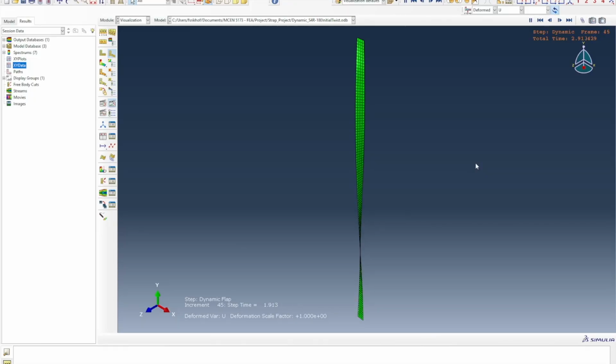Howdy. So this is my final project for FEA. I wanted to do a dynamic analysis of a strap, a cargo strap, and investigate what the effect of twisting that strap has on the overall vibration at given frequencies.